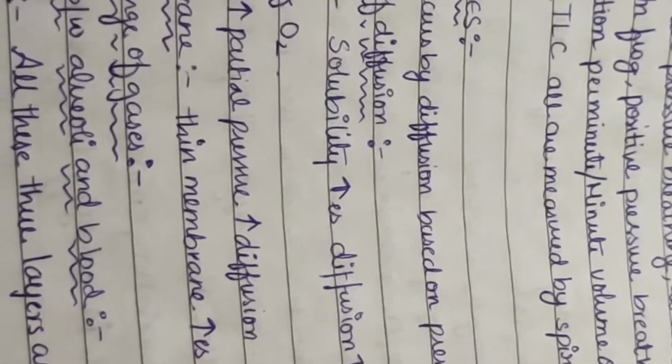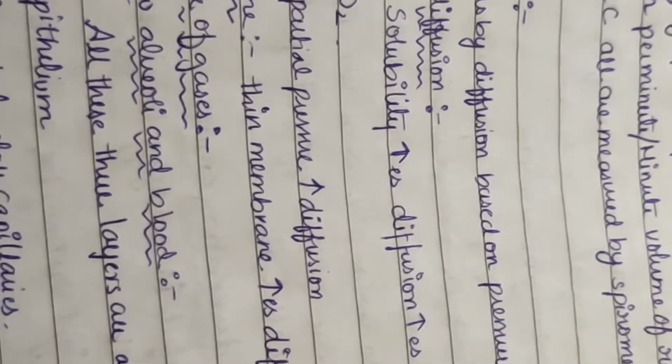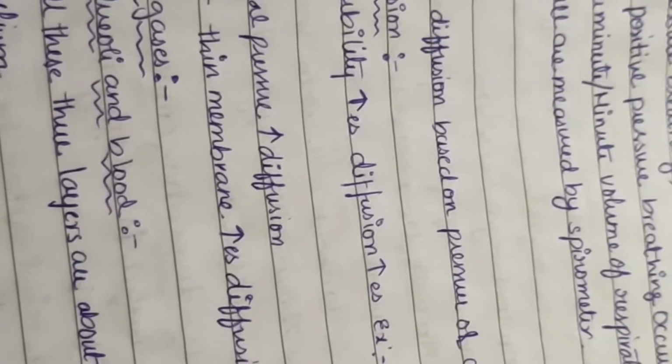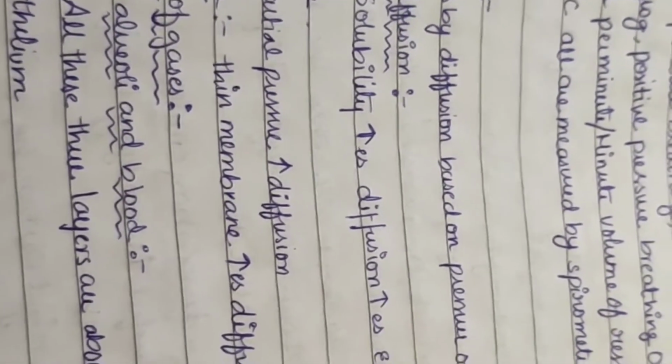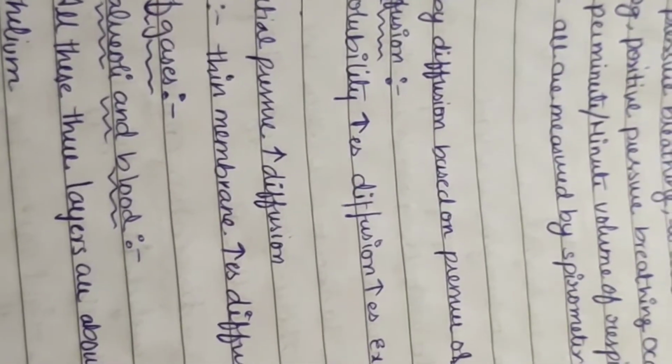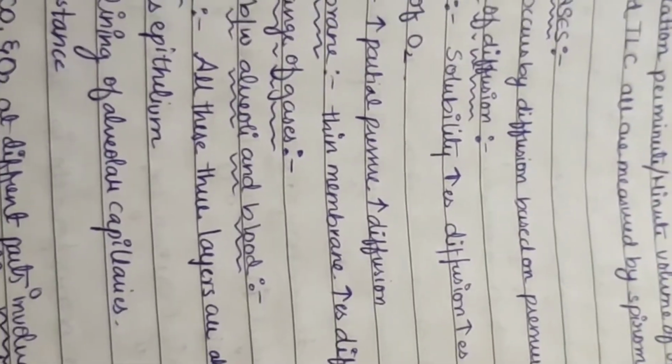First is solubility of gases. Solubility increases, diffusion increases. For example, CO2 solubility is 20 to 25 times greater than O2. Then partial pressure increases, diffusion increases. Thickness of membrane: thin membrane, diffusion increases. Two sites of exchange of gases. First is exchange of gases between alveoli and blood.